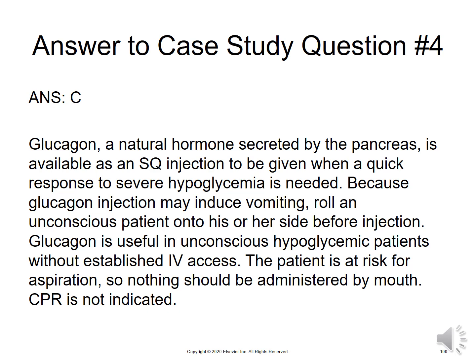Glucagon is a natural hormone secreted by the pancreas. It's available as a sub-Q injection to be given when a quick response to severe hypoglycemia is needed. Glucagon can induce vomiting, so we're going to roll that unconscious patient onto his side before the injection. Okay?